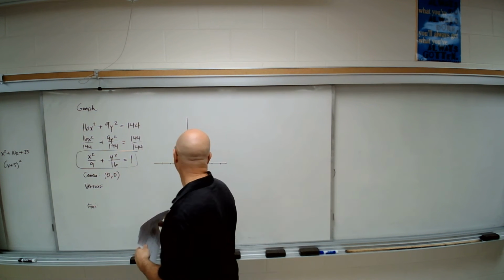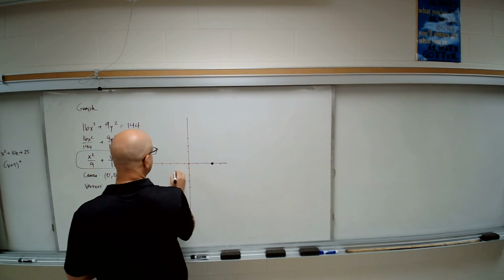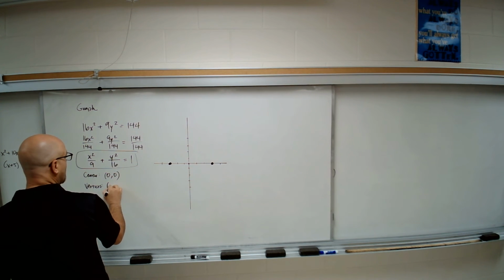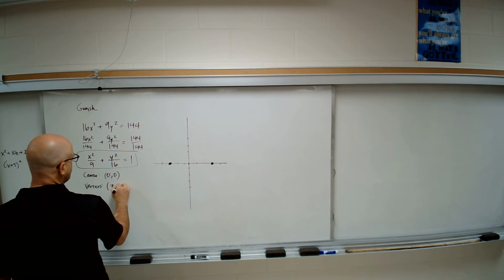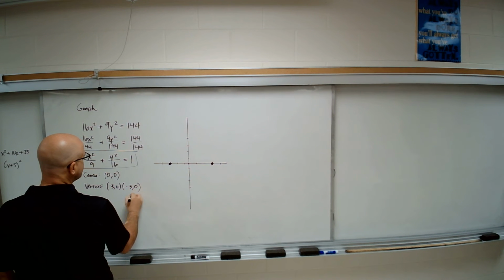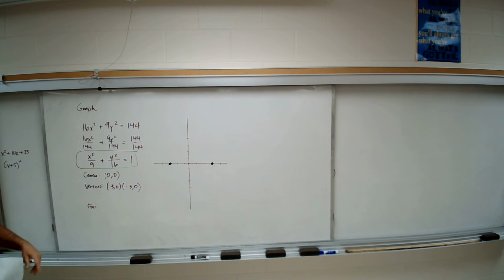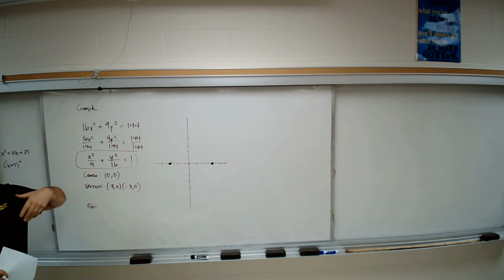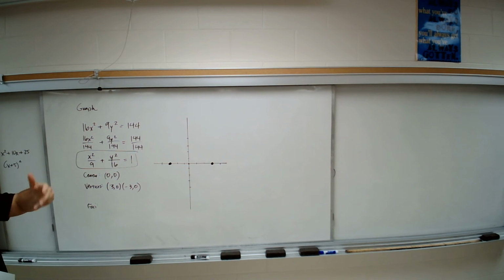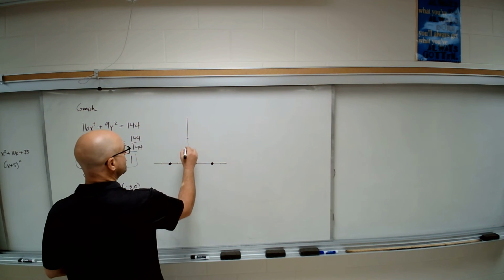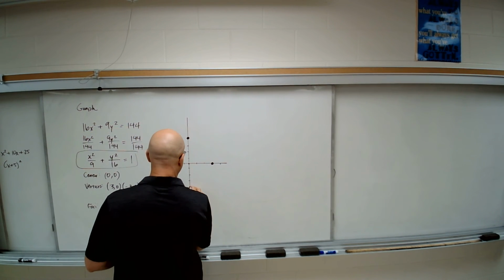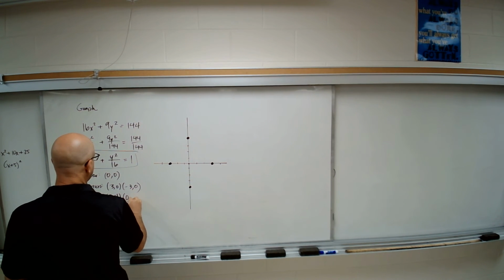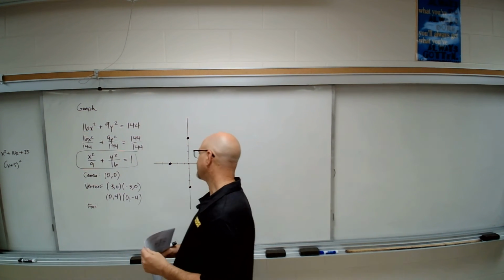So we'll start at the center. We'll go 3 to the right, go 3 to the left. So those would actually be our co-vertices, would be 3, 0, and negative 3, 0. And then the 16 underneath the y squared tells us that we're going to do the square root of 16, or 4 units up and down. So up 4, down 4. So 0, 4, 0, negative 4.